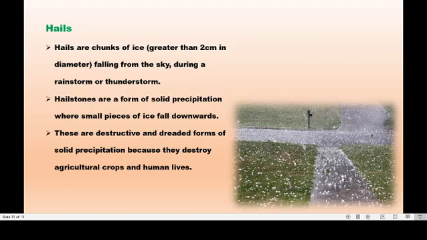The reason behind that is because they destroy the agricultural crops and human lives, and they cause a lot of human effects. That is why hailstorms or thunderstorms are very disastrous and destructive to agricultural crops and human lives. So these types that you have seen, like drizzle, rain, sleet, snow, hail, form the different types of precipitation. Precipitation is nothing but the fall of condensed water vapor from the sky. That's it.